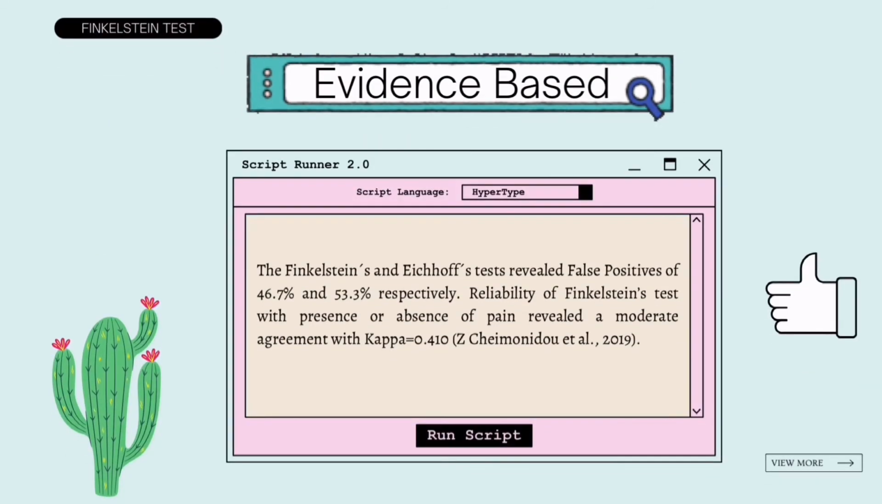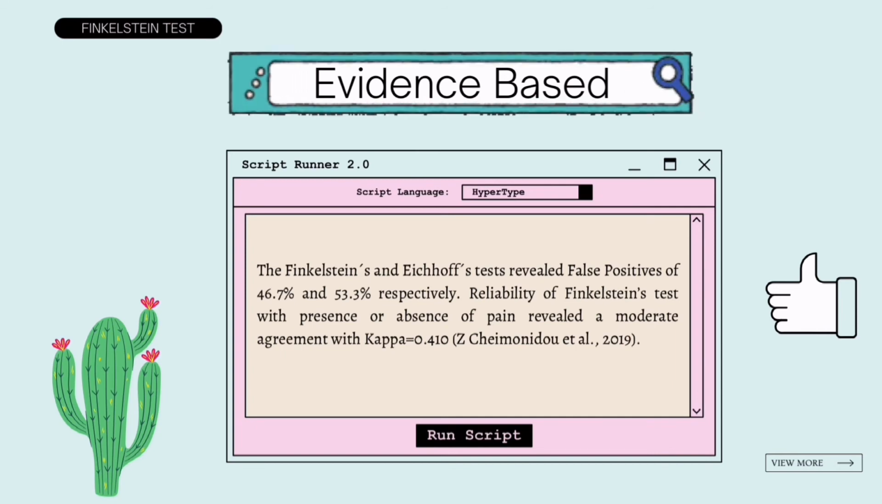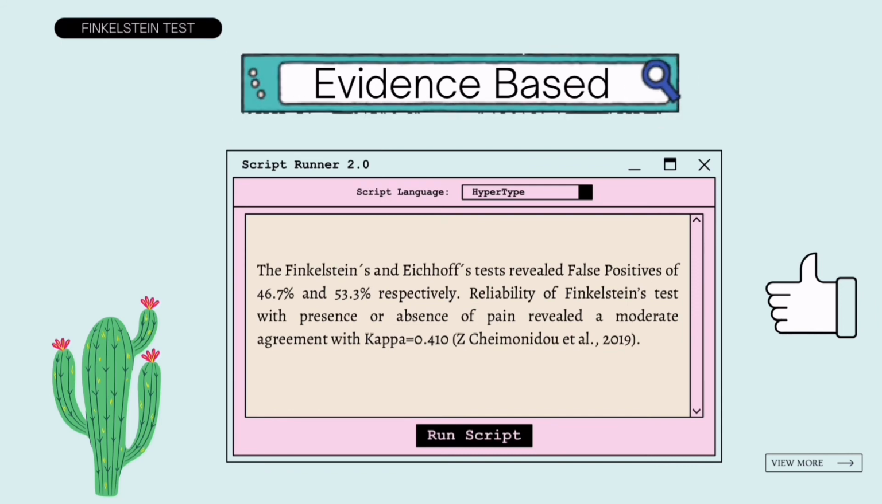The Finkelstein test also revealed false positives of 46.7% compared to EPL test, which is 53.3%. The reliability of Finkelstein test with presence or absence of pain revealed a moderate agreement with kappa 0.41.